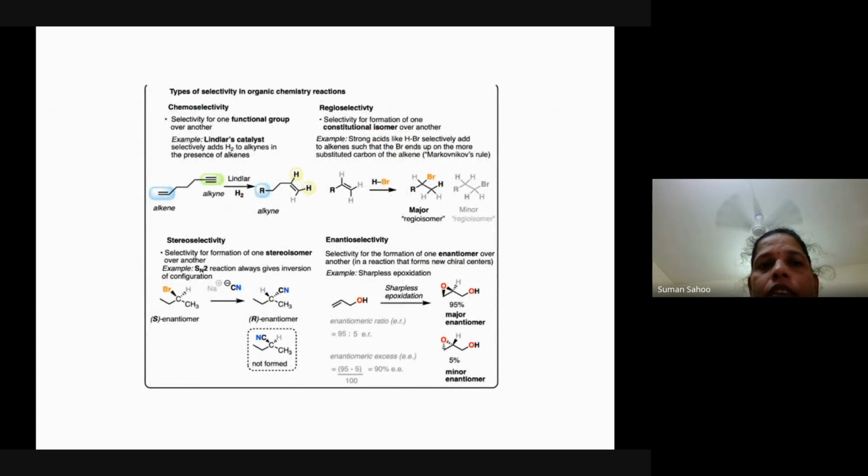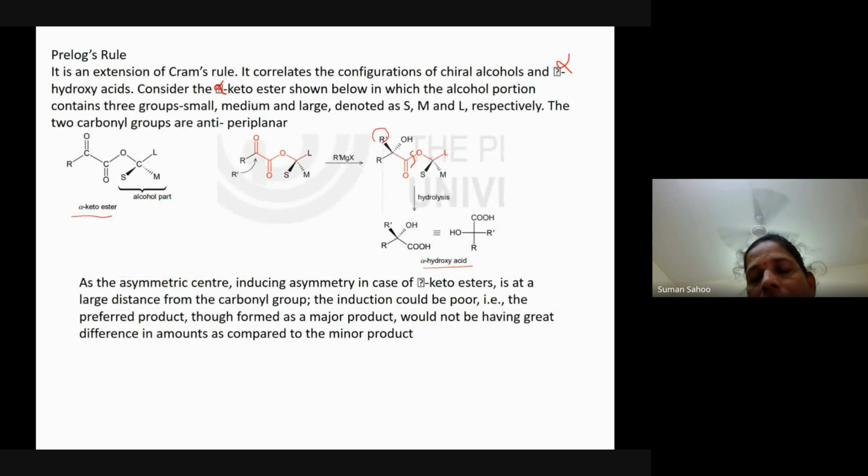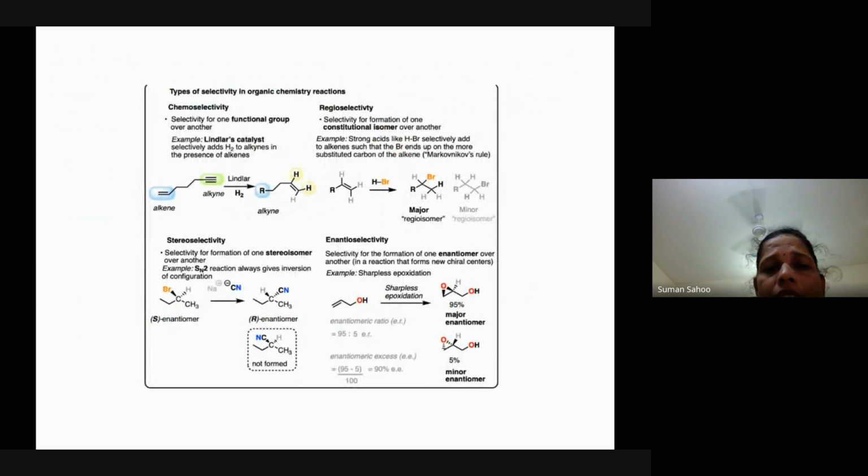So next is, what are the types of selectivity in organic reactions. Like we are saying that one is your major product, one is your minor product. So these are selective reactions, we can say. There are different types of selectivity. One is chemoselectivity, like which chemical group or which functional group is going to attack. So you have a carbon-carbon triple bond here, and you have a carbon-carbon double bond here. When you are using Lindlar's catalyst, it selectively adds hydrogen in presence of alkenes. Actually, this alkene is not being shown here.